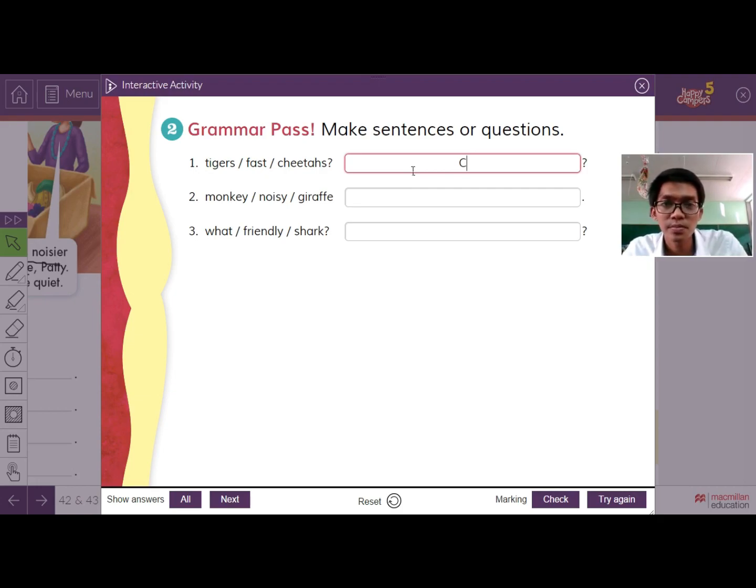So what is the question? Are tigers faster than cheetahs? This is based on the dialogue actually. Now, faster than, this is actually the comparing words. Number 2, there's no question mark, so you have to make a regular or an ordinary sentence. Which is noisier, the monkey or giraffe? A monkey is noisier than a giraffe.